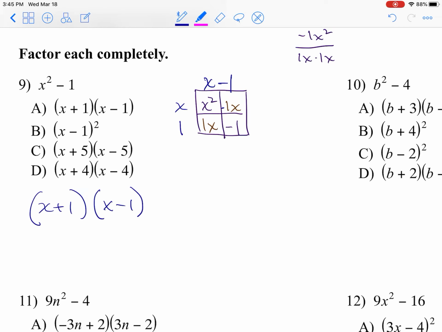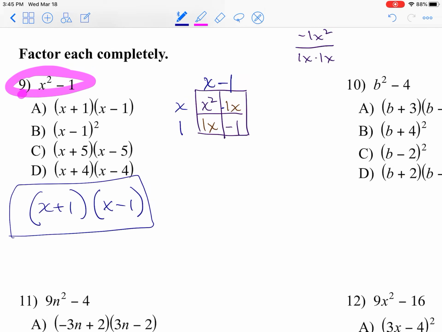So then the correct answer, x plus 1 and x minus 1. And again, the original problem is called the difference of two squares. This is a difference of two squares. And our answer is called a sum and a difference. There's the sum, there's the difference. But even though they're special cases, we really didn't change how we went about doing the problem. Hope that helped. Have a great day.